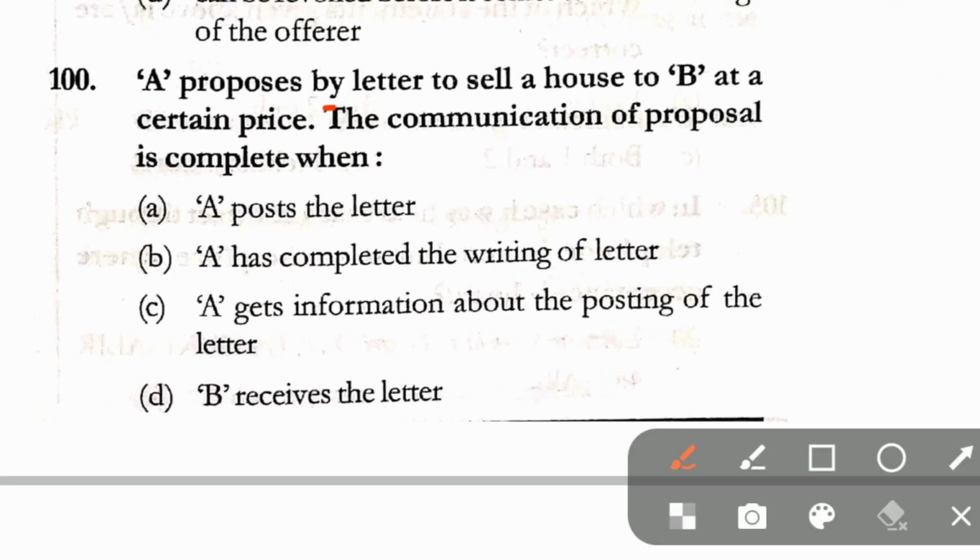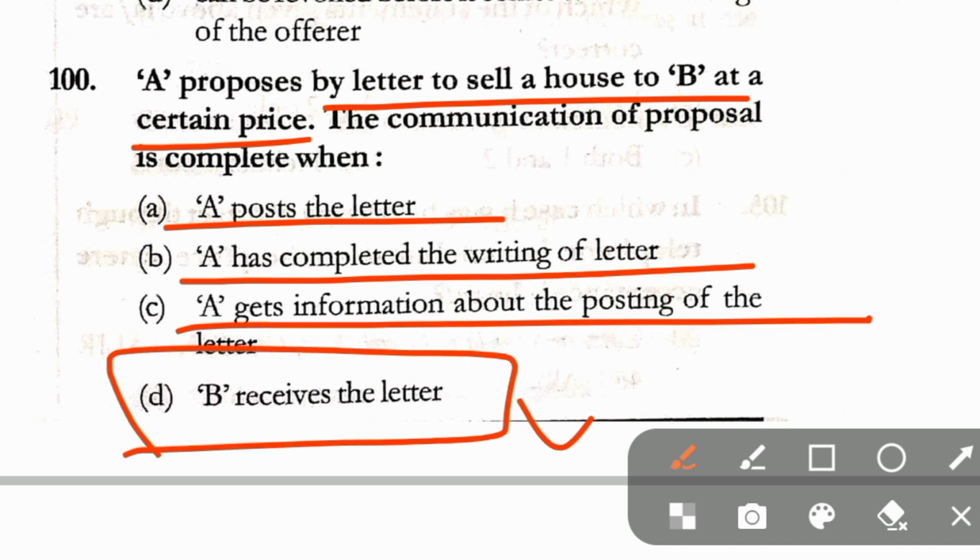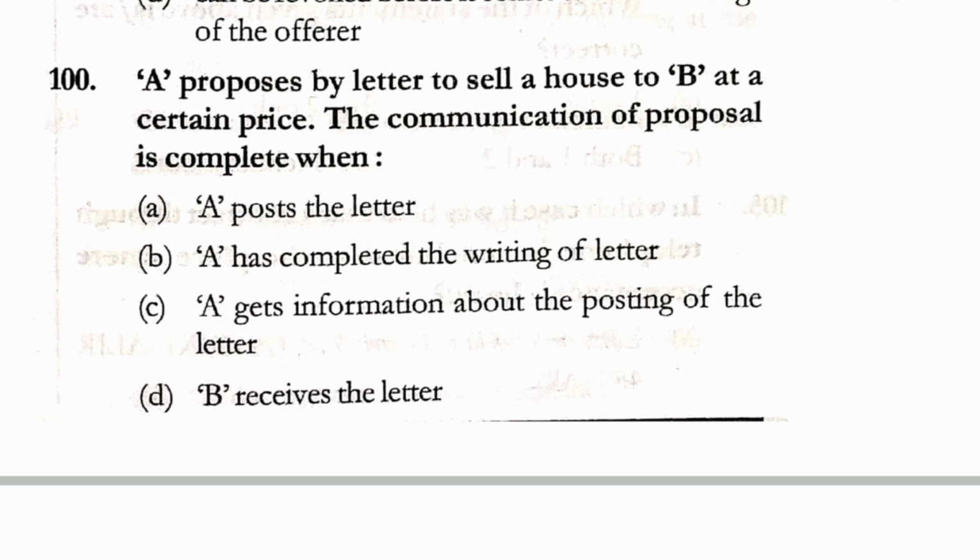Question number 100. A proposes by letter to sell a house to B at a certain price. The communication of proposal is complete when: A posts the letter; A has completed the writing of the letter; A gets information about the posting of the letter; and option D, B receives the letter. The correct answer here is option D, that is, B receives the letter.